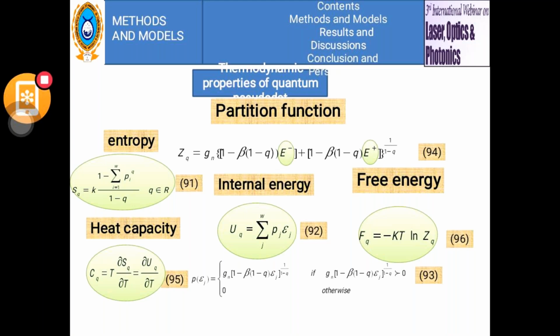Our entropy is given by equation 91. It will help us to evaluate the rate of disorder in our system. The internal energy here is given by equation 92. The free energy will help us to evaluate the exchange energy between our system and environment. It is given in equation 96.